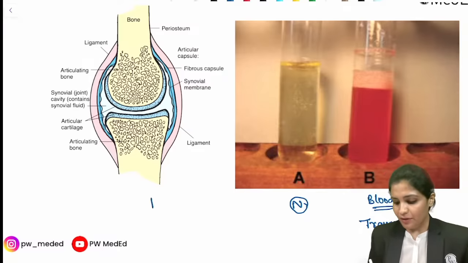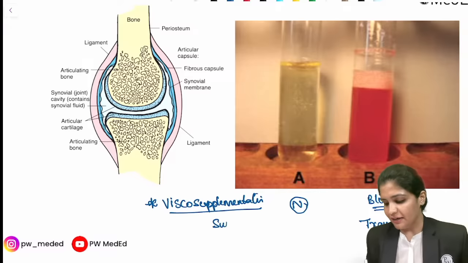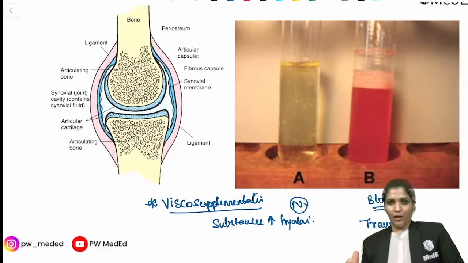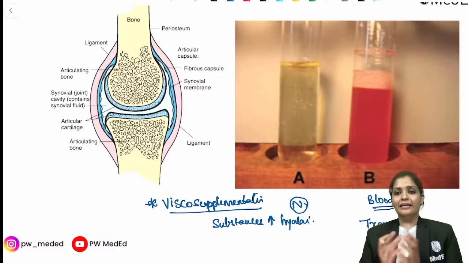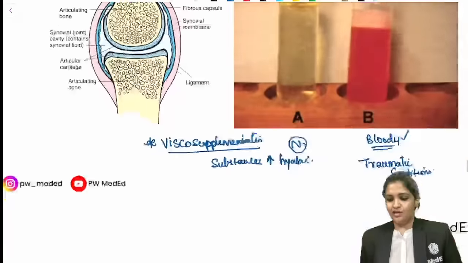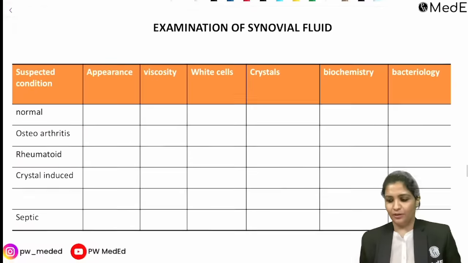So one of the important treatments in osteoarthritis is viscosupplementation. So what is this viscosupplementation? It means that you will give substances which are rich in hyaluronic acid. Substances which are rich in hyaluronic acid are injected just to increase the lubrication of the joint and prevent further degradation of this joint. That is osteoarthritis, right? So there are a few important conditions where the examination of synovial fluid is important.